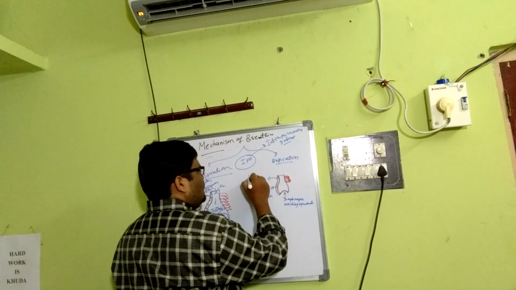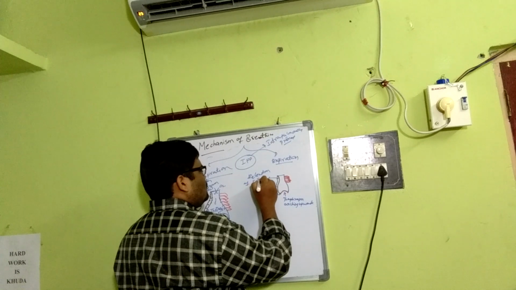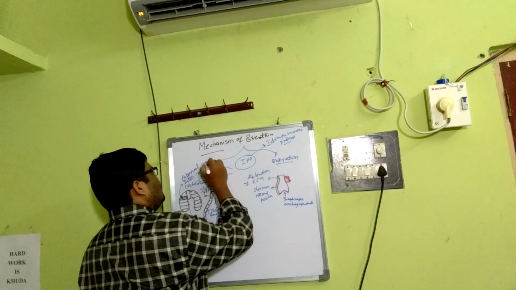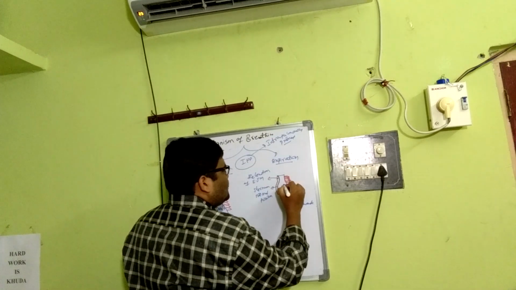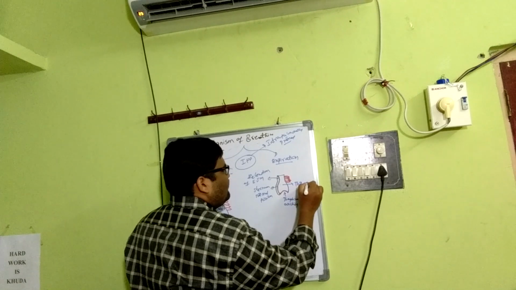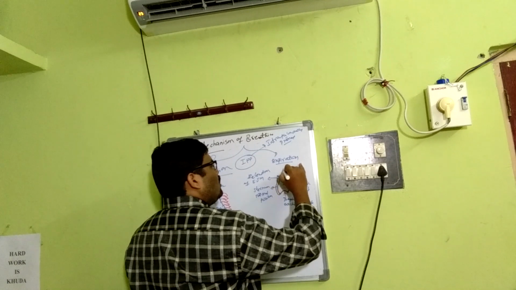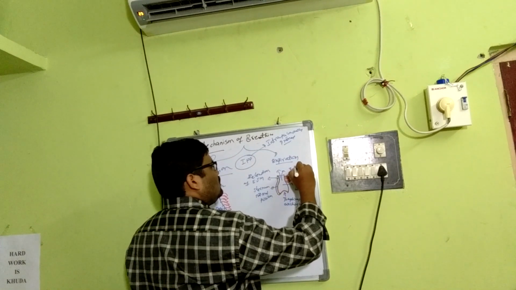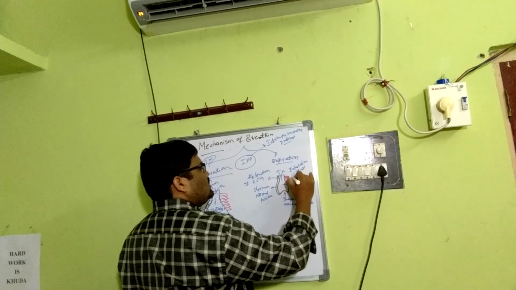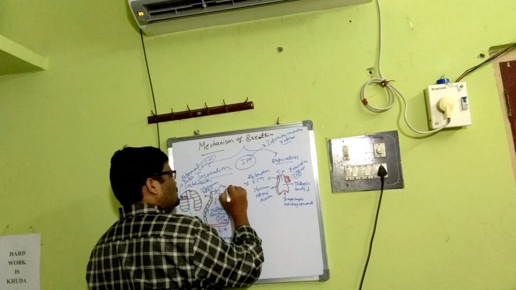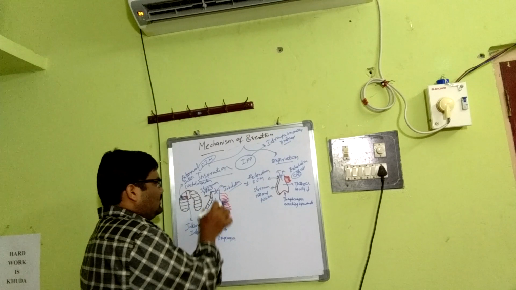That means relaxation of the external intercostal muscles. This is very important. The thoracic cavity is reduced. That means exhalation of air, so carbon dioxide will be outside, and during inhalation oxygen will be inside. Just understand the difference.